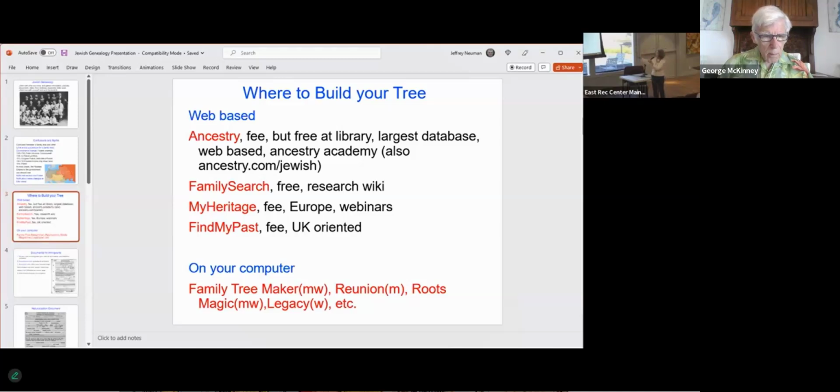The M that I have in parentheses means Mac, and the W means Windows. So that will tell you which ones work on Macs, which ones work on Windows. I chose Family Tree Maker because they sync really well with Ancestry. They have a sync feature, and every time you do something, you can sync the two of them together. And they do recommend that you do that very often. So next slide, please. Unless there are any questions about these programs.